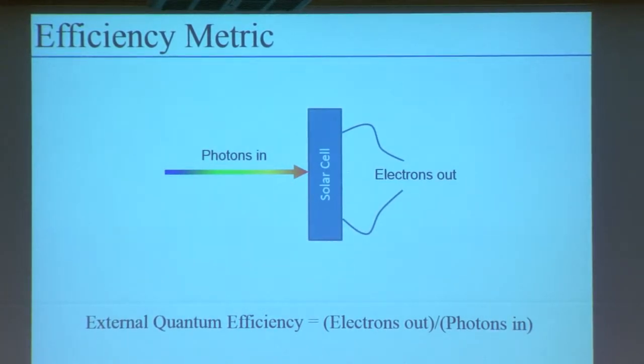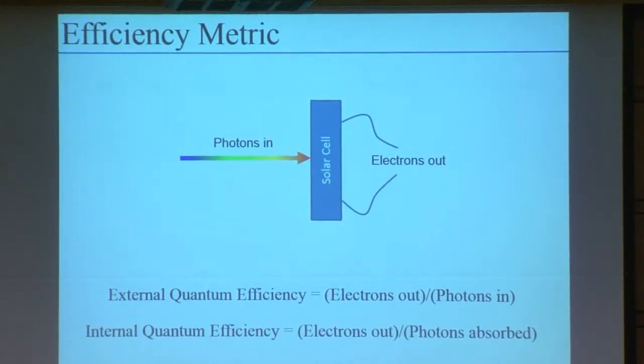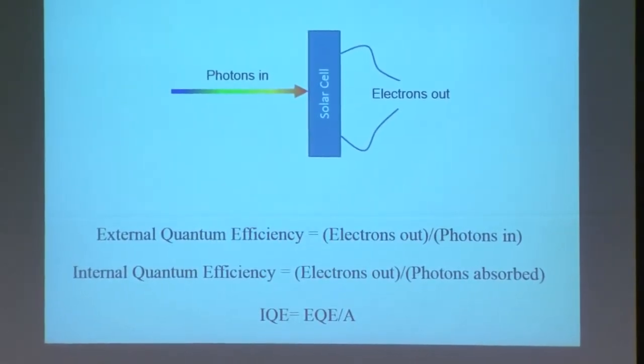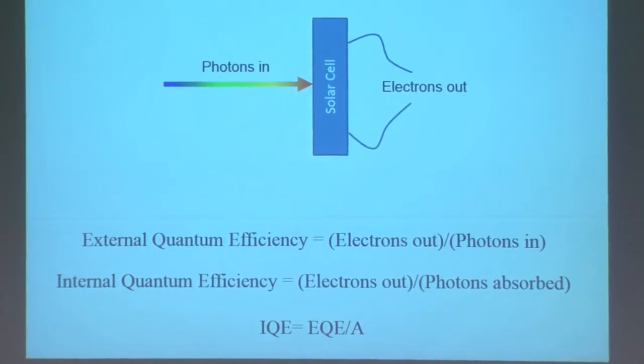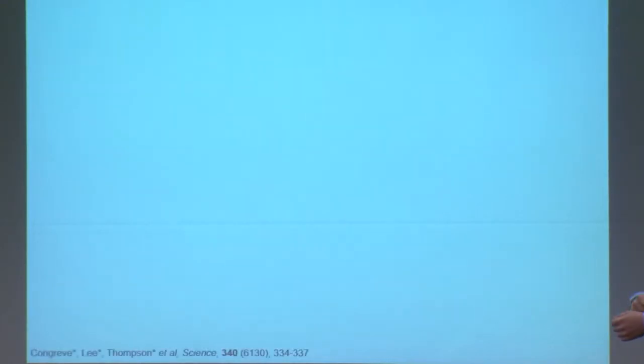And for all normal materials such as silicon, this is limited to 100%. You get 1 electron out for every photon in. We're also going to use what's called the internal quantum efficiency, which is just the number of electrons we get out for photons that are absorbed in the device. For some of these organic molecules, we have big problems with getting full absorption in the cell, so we can normalize out the absorption to get a better picture of what's happening inside of our actual solar cell.